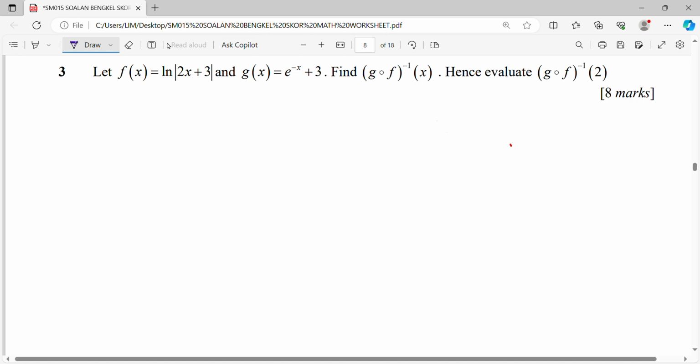So you have your function f(x) in ln, then function g(x) in exponential function. Find your composite gf inverse. Hence, evaluate the value. Alright, so we have to answer this first. Without answering this, if you skip to this, you will be losing your marks. So you answer your question part by part. Which one comes first, we answer that. Which one comes after, we continue that part. Alright, so we don't reverse the sequence.